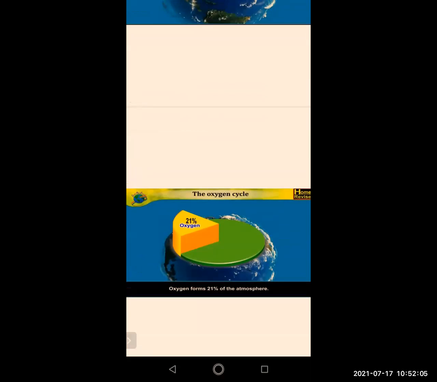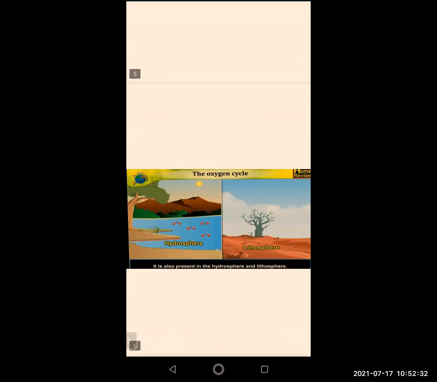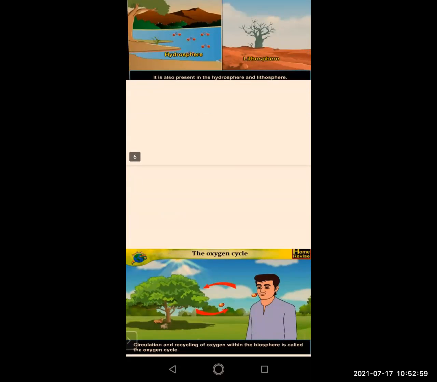As you all know, oxygen forms 21% of the atmosphere. We have all learned this in lower classes that the percentage of oxygen in our atmosphere is 21%. Oxygen has a 21% share in the Earth's atmosphere. Now, it is also present in the hydrosphere and lithosphere. I explained yesterday what the hydrosphere and lithosphere are. Hydrosphere means water forms and lithosphere means earth forms. Combined together, what do they form? They form the atmosphere.